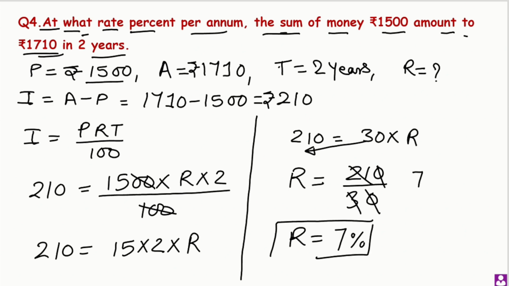R we always take in percent, so the value will come with the percent. So at a 7% interest rate, the money 1,500 will become 1,710 rupees in 2 years.